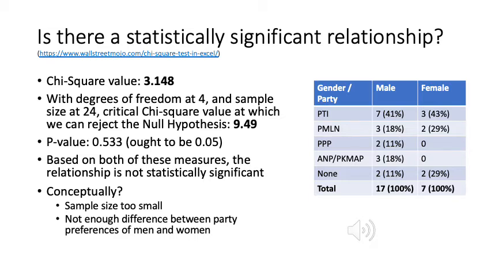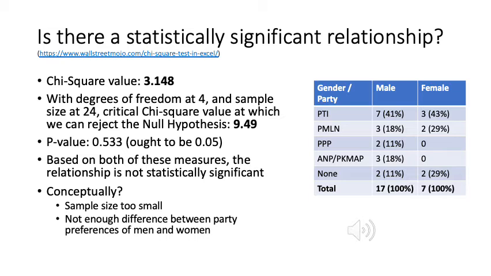What does this mean conceptually? Well, it means, number one, that the sample size is too small. I actually did this operation by multiplying the data by 10, assuming that the sample size was 240 and that there were 170 males and 70 females and so forth.